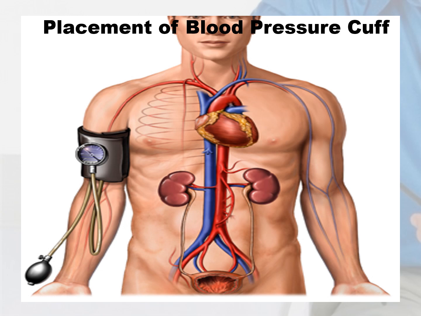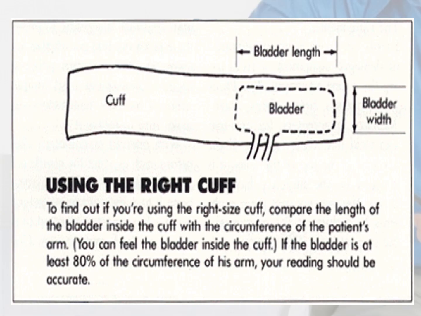So this is just a picture of the placement of the blood pressure cuff. The occlusive cuff comes in different sizes. The size selected is proportional to the circumference of the limb being assessed. Ideally, the width of the cuff is 40% of the circumference of the midpoint of the limb in which the cuff is used to measure the blood pressure. So this is just a picture to show if you're using the right cuff.